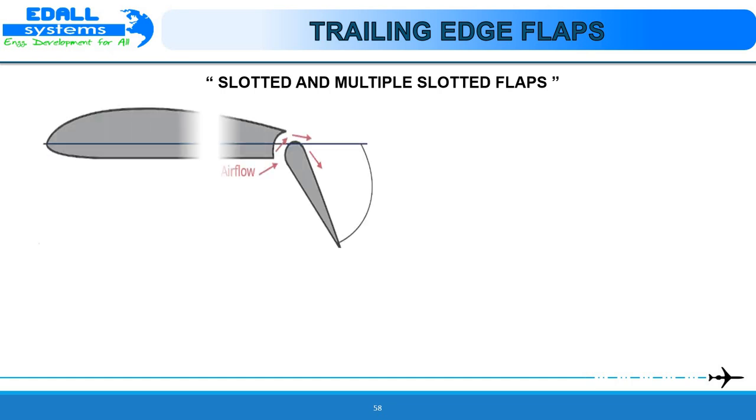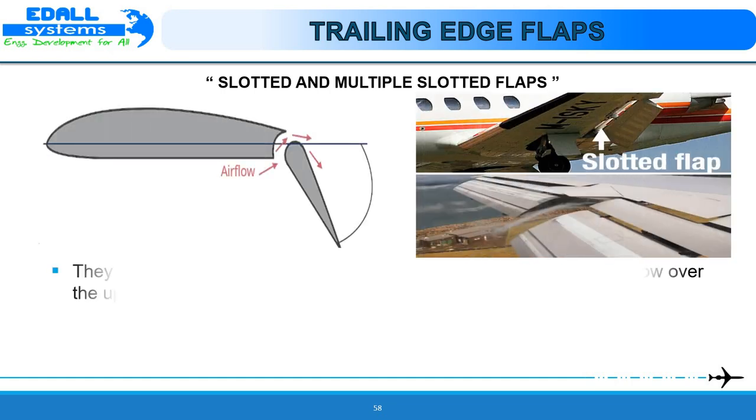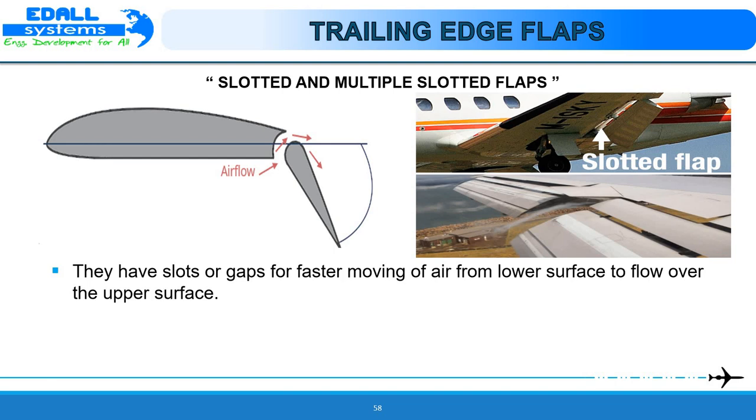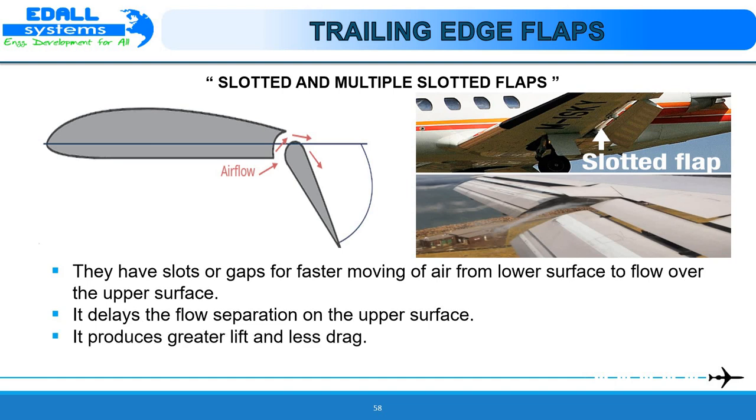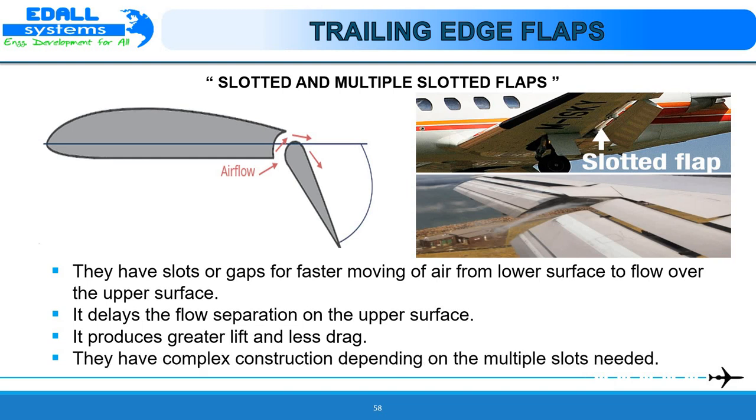Slotted and multiple slotted flaps. They have slots or gaps for faster moving of air from the lower surface to flow over the upper surface. It delays the flow separation on the upper surface. It produces great lift and less drag. They have complex construction depending on the multiple slots needed.